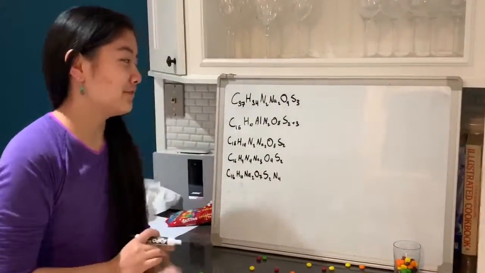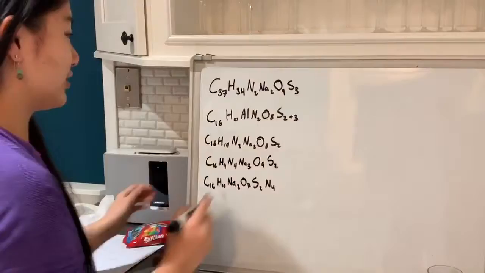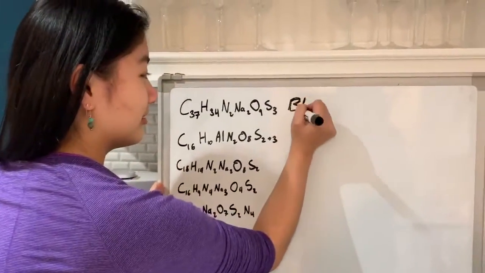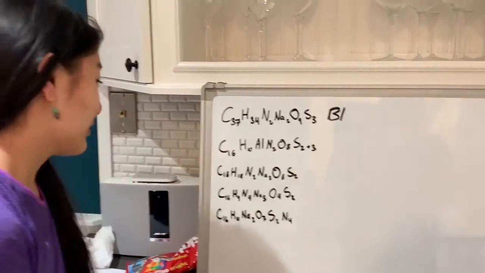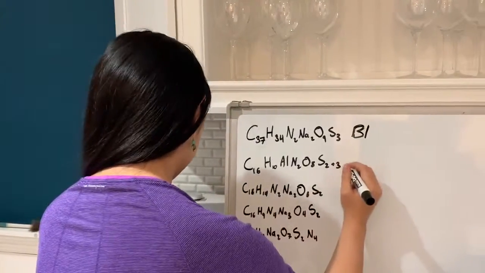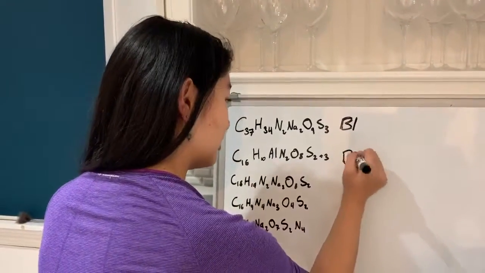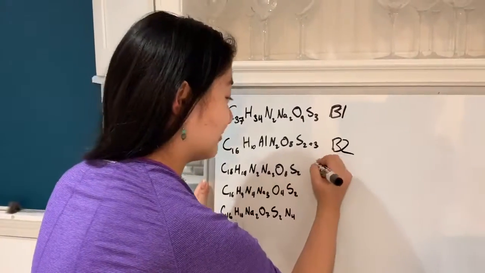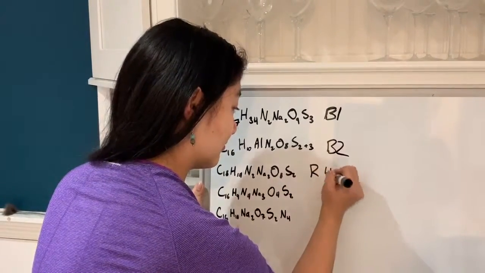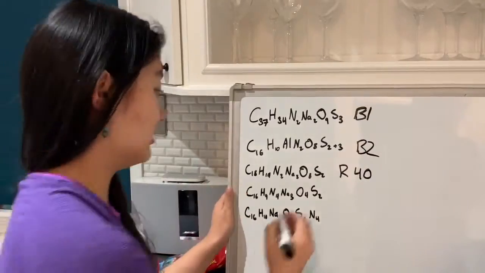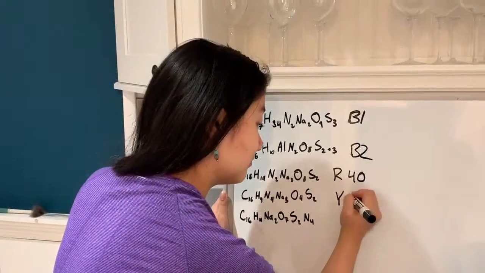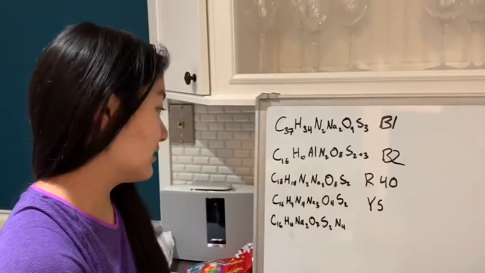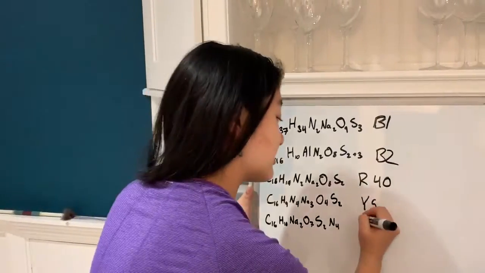Skittles have 5 main dyes. First one is blue 1, also called brilliant blue. The second is blue 2. Third, red 40. The fourth, yellow 5. And the fifth, yellow 6.